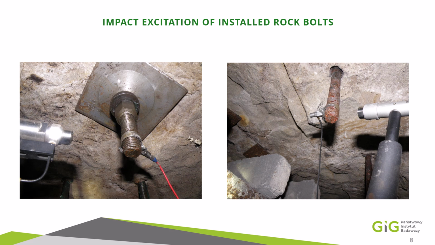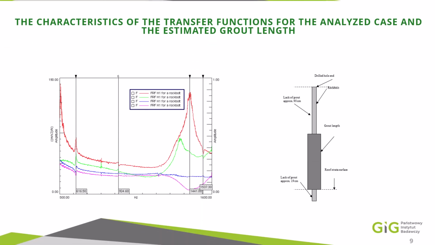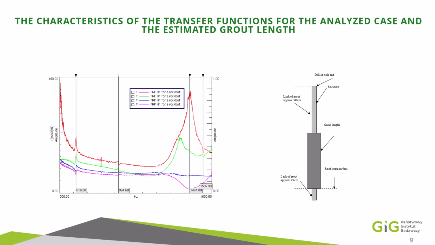Results from this experimental part with this validation enable us to validate that theoretical model. Here we have the example of a frequency response function and position of this lack of grouting, which was, as I said, rooted in a controlled way.